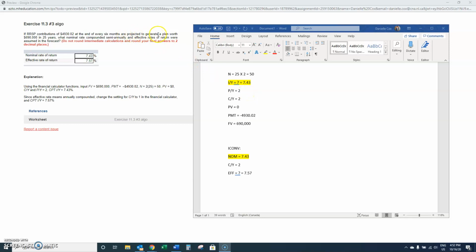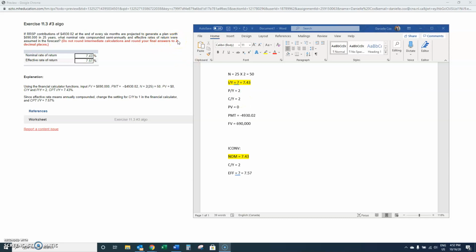They're projected to generate a plan worth $690,000. So in the future, the future value, it's going to be worth $690,000 in 25 years. So N is 25 years, but you're paying it twice a year. So 2 payments per year. So N is 50. What nominal rate, so I know I'm looking for my interest per year, compounded semi-annually, so compoundings per year is 2, and then I'm looking for the effective rate.